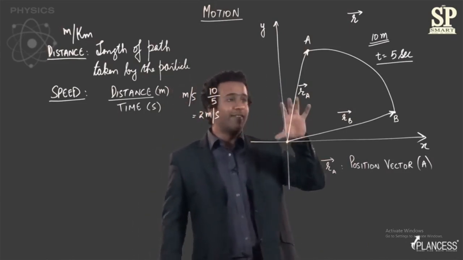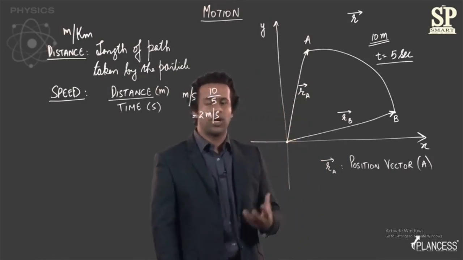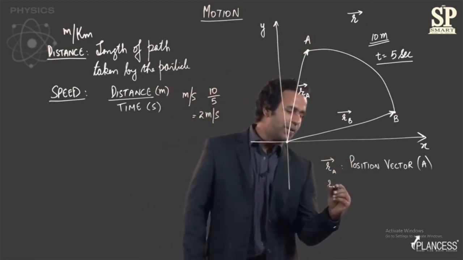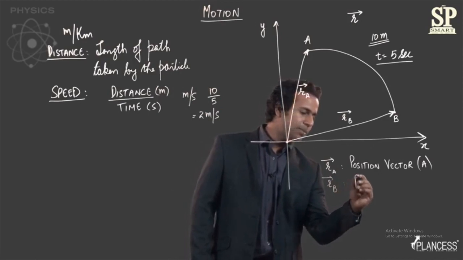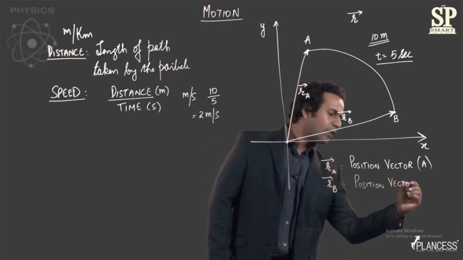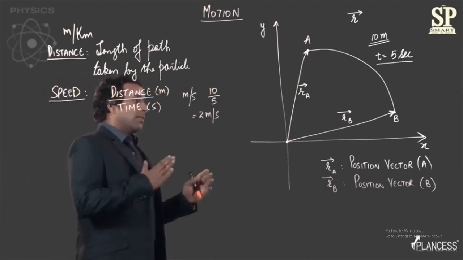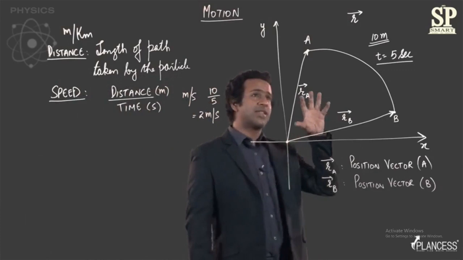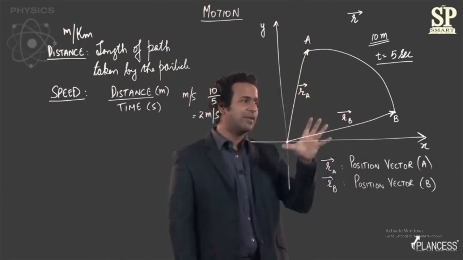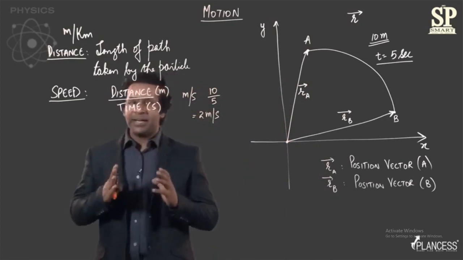So when we use a vector to define the position of a point or a particle, it is called the position vector. So RA is the position vector of A, and similarly RB is the position vector for point B. So far we have seen in this given situation that we can write two vectors to show the initial and the final position of this particle. So let's now get back to the parameters we were talking about.